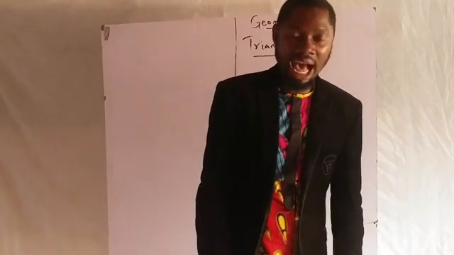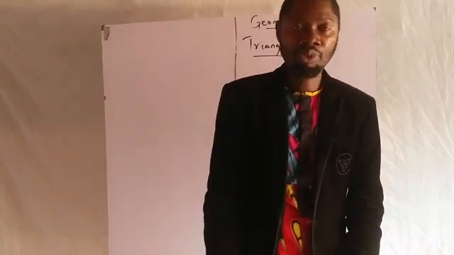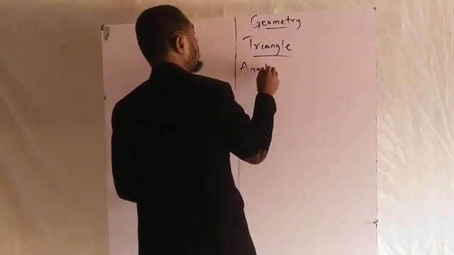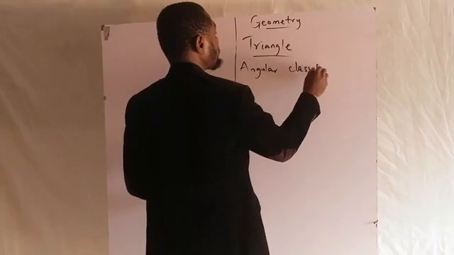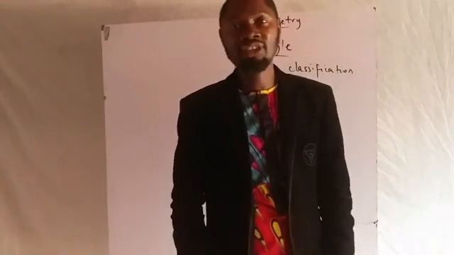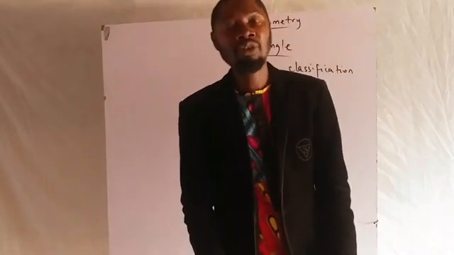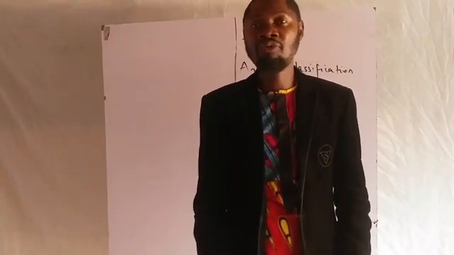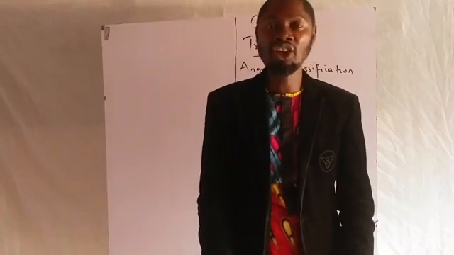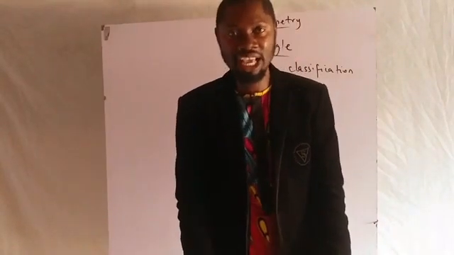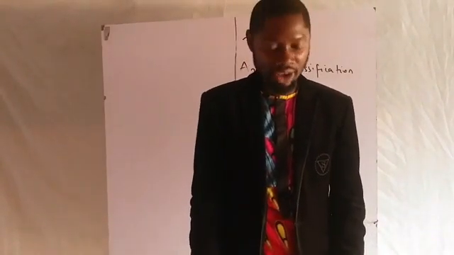Today we want to look at the same triangles, and how they are classified based on their angles, so we are looking at angular classification. Triangles are also classified based on the angles that they have in them. The type of angles we have in the triangle defines the class of the triangle. So we want to quickly check some of these triangles that are classified based on their interior angles.